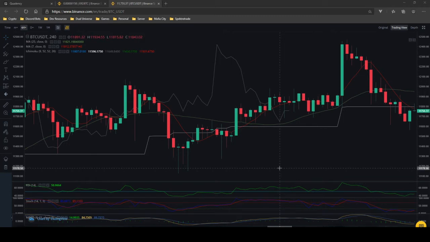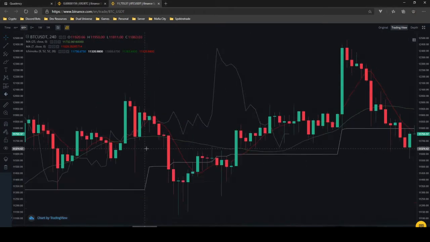So I've got a couple indicators here. I've got two MAs, the Ichimoku, RSI, the Stochastic, and the MACD. I'll go through each one, and they're all good indicators. And if used appropriately, then it should help increase profits. So first off, let's look at the Ichimoku.